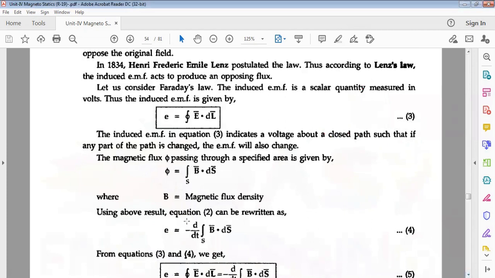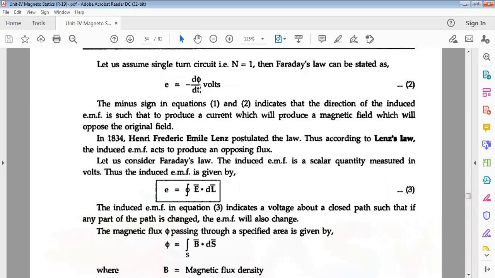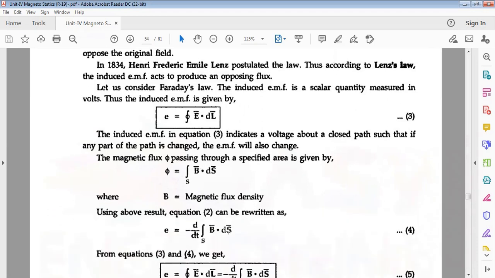So now I am writing that the EMF E is equal to the integral of E bar dot dl bar, and using the relation of equation 2, E is equal to minus d by dt of phi. Phi is nothing but the integral of B bar dot ds bar.